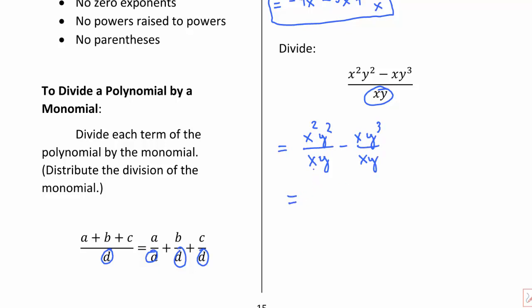And then you do the division. X squared divided by x is x, y squared divided by y is y, minus x divided by x, they actually cancel each other, and y cubed divided by y is y squared. Notice that that's going to give me xy minus y squared. Because the exponents are not negative, this is the answer.